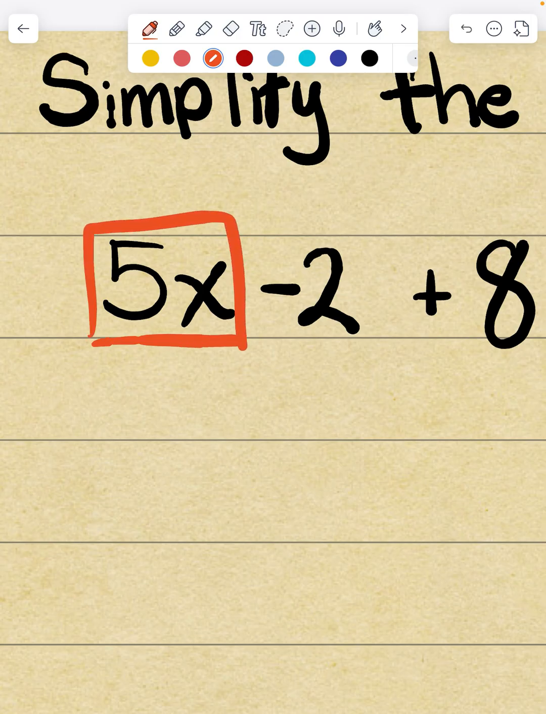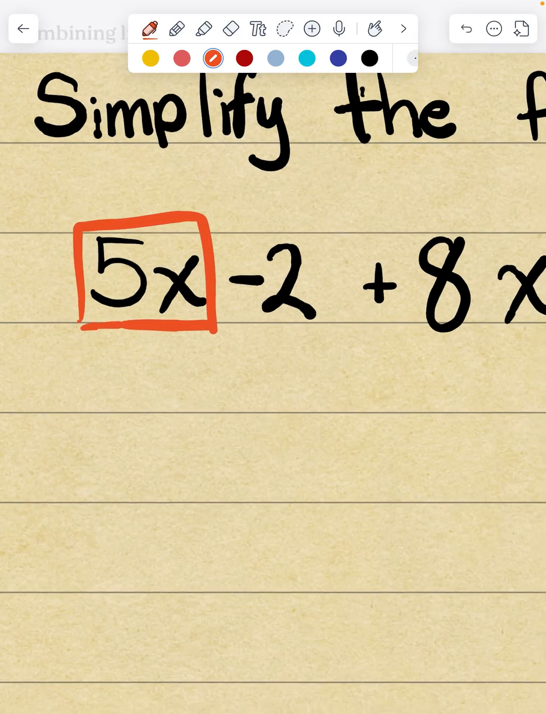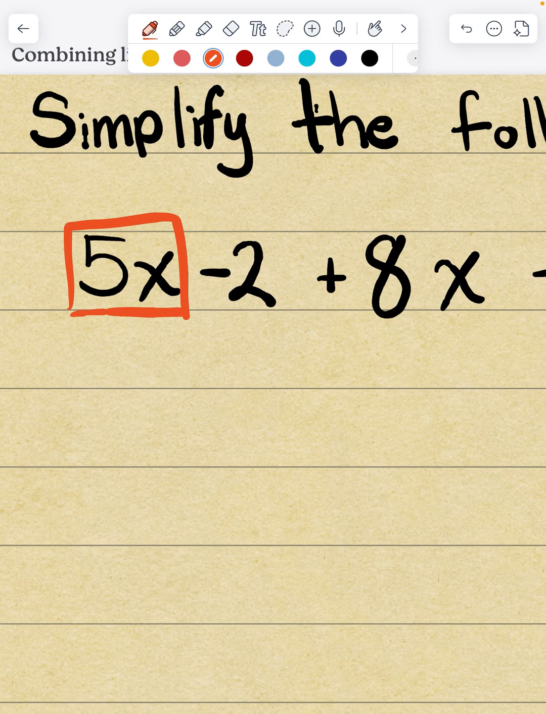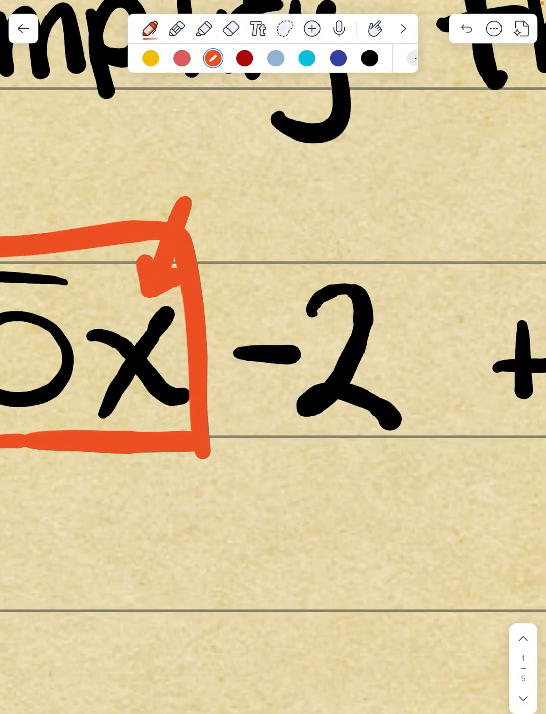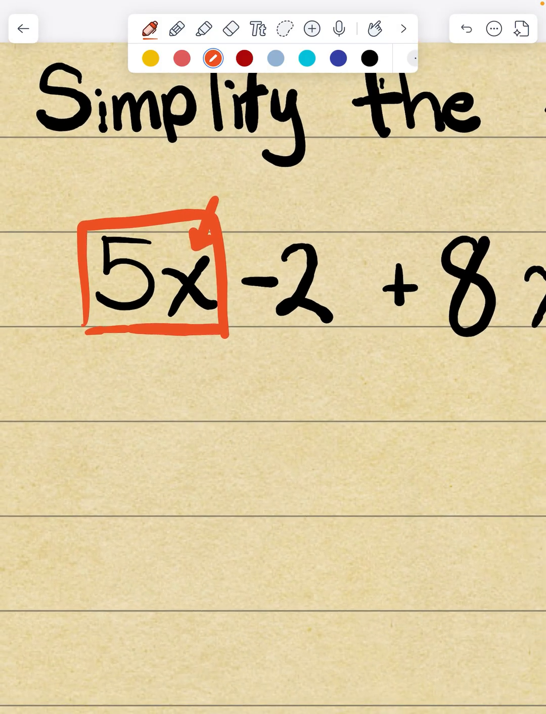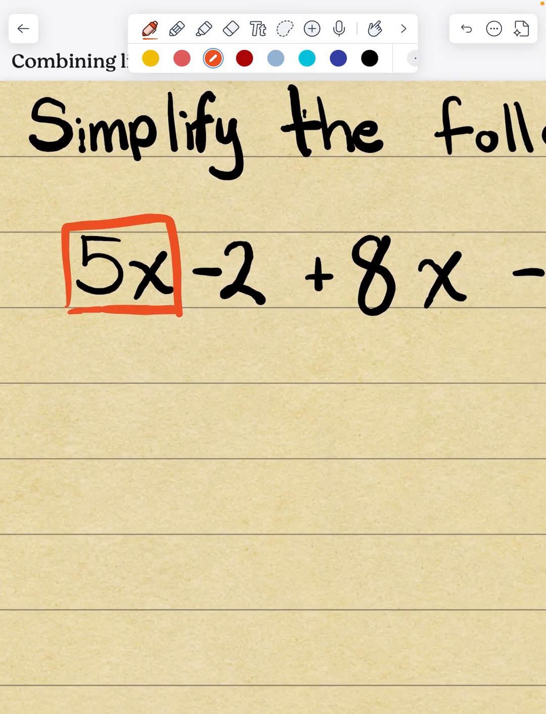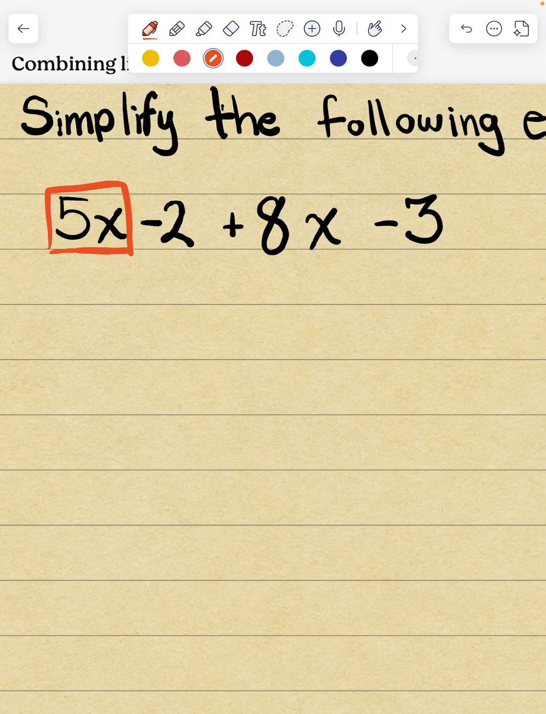we've got 5x. So I know my variable is x, and my exponent, right, that little number in the corner, in this case we don't have one, so we actually know it's an invisible one. So now I'm going to look at the rest of this. This doesn't have an x, right? Negative 2 doesn't have an x, but 8x does. So I'm going to mark that one. Great. And I look at negative 3, and that also does not have an x.